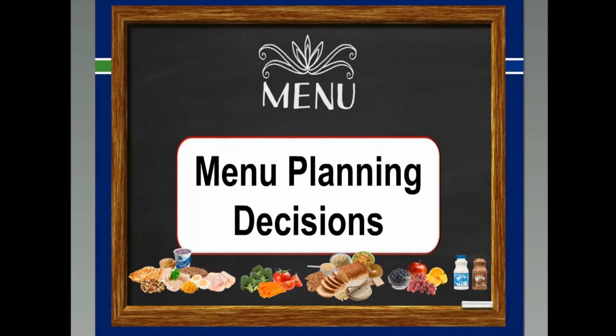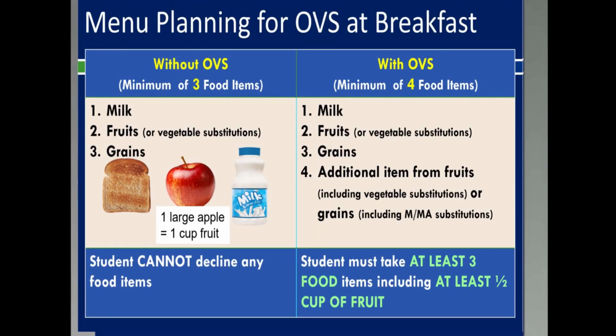Menu planning decisions at breakfast are just as important as at lunchtime. Menu planning for offer versus serve at breakfast. On the left side, you will see how meals are served without implementing offer versus serve. Students must take a minimum of 3 food items: 1 milk, 1 fruit or a vegetable substitution, and 1 grain. Students are not allowed to decline any food items.